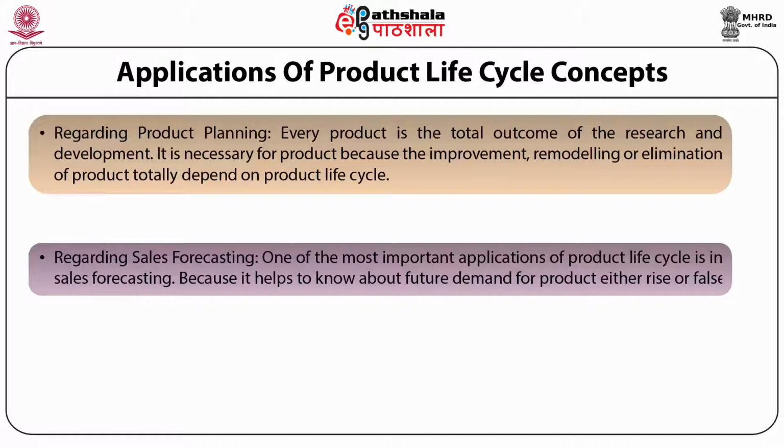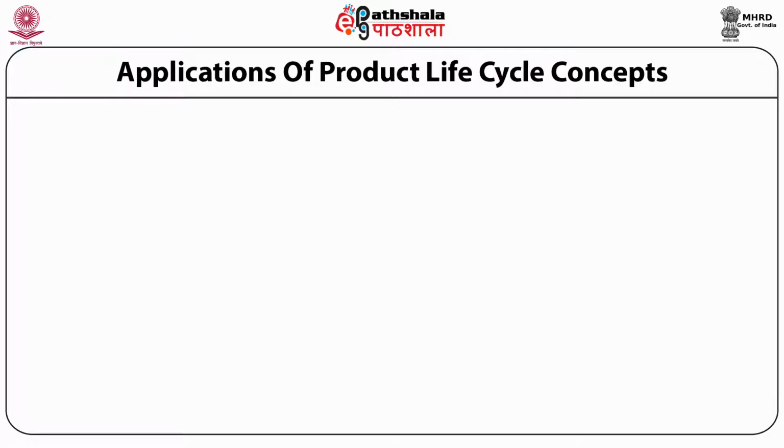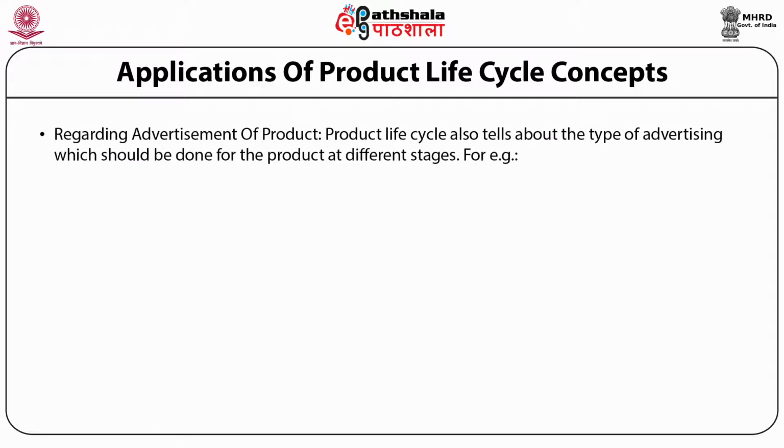It is helpful for product control. It becomes an effective controlling tool for the multi-product based firm, because when a single firm offers a number of different products, then product life cycle is used by the company to know about the position of their product in the market. The product life cycle is helpful in the advertisement of the product.